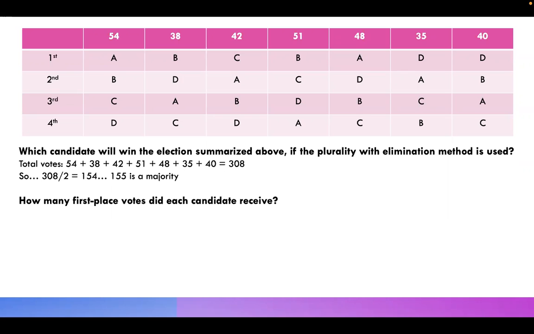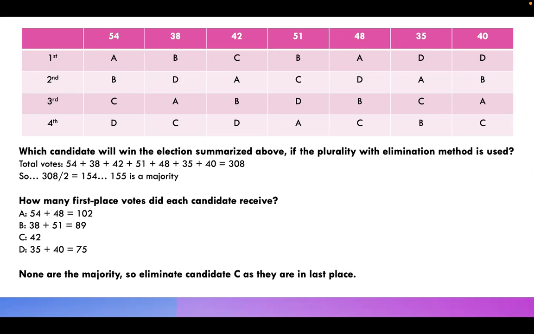So how many first place votes did each candidate receive? Well, A had 2, so 54 plus 48, 102. B was first place twice, 38 plus 51 is 89. C was only first place once, 42. And D had 2, 35 plus 40 is 75. Nobody reached 155 votes. Therefore, we eliminate the lowest one, C, right? Because they only had 42 first place votes.